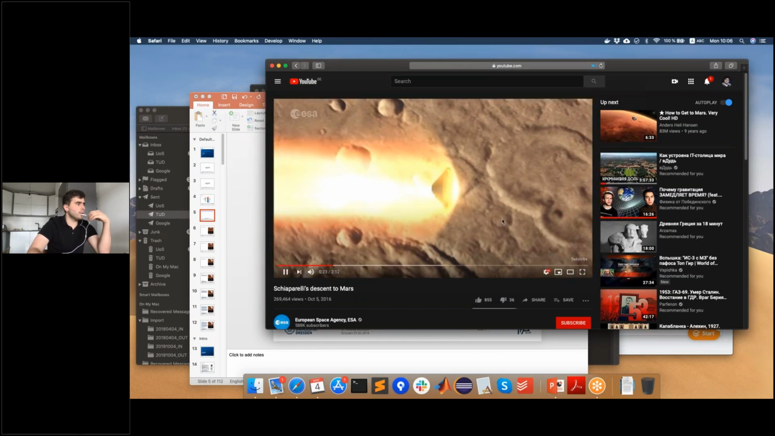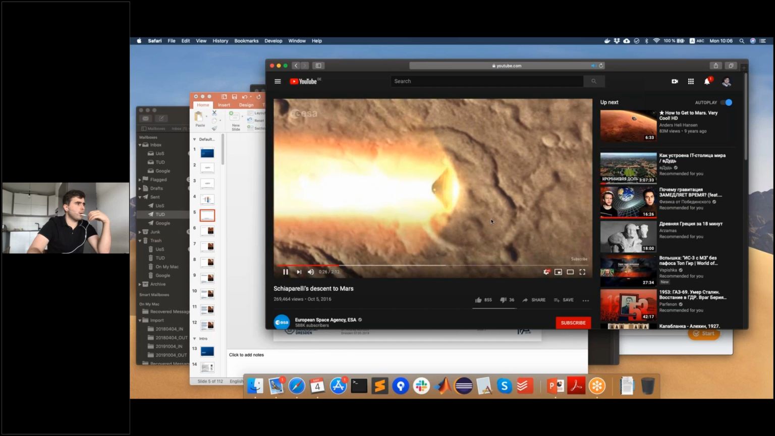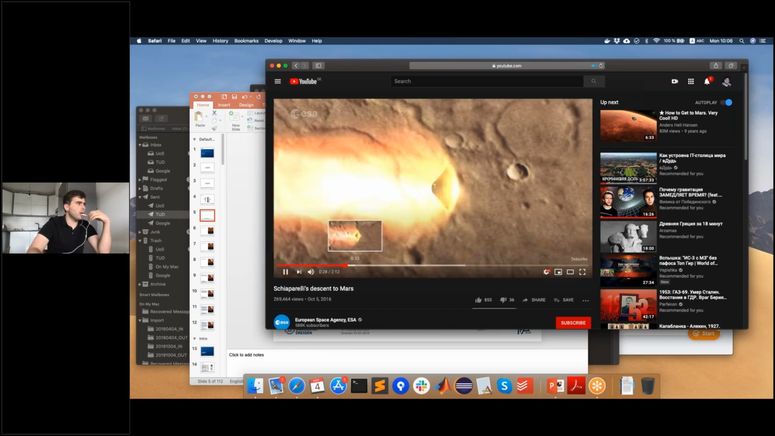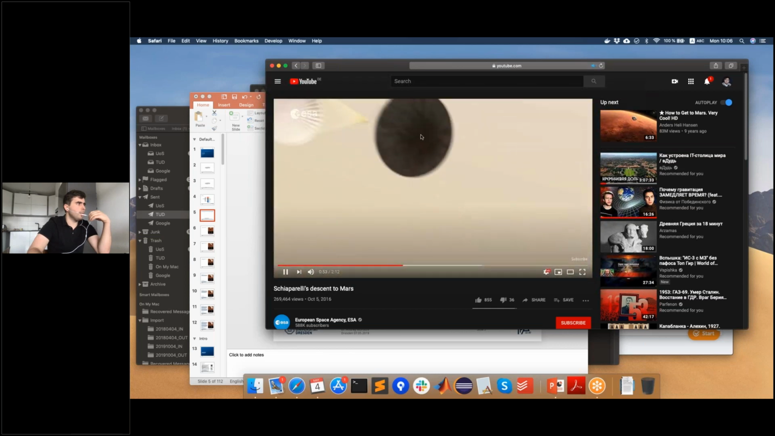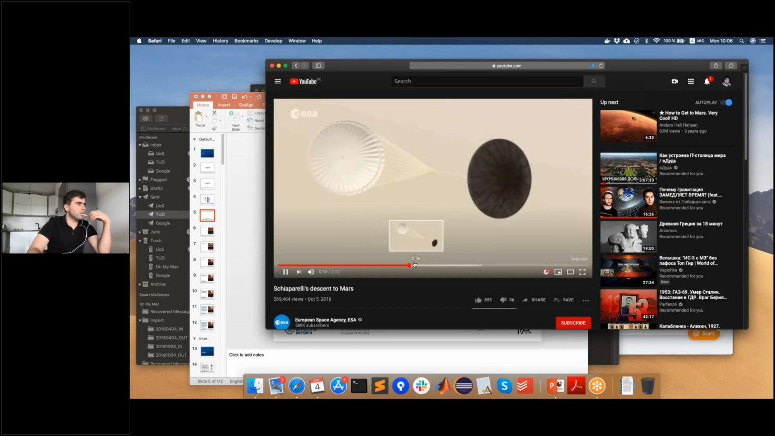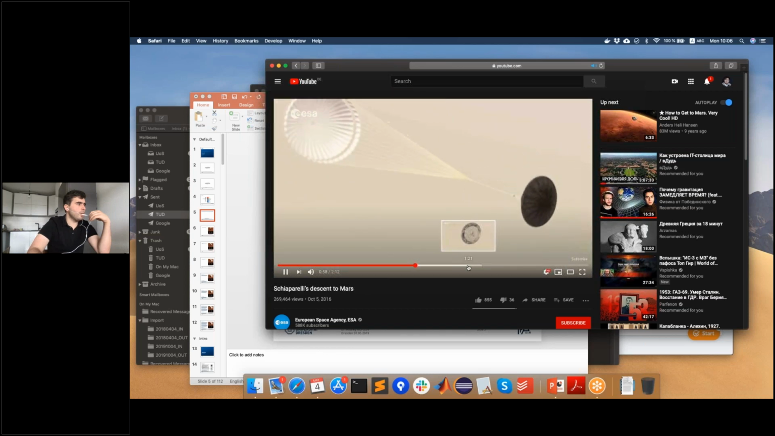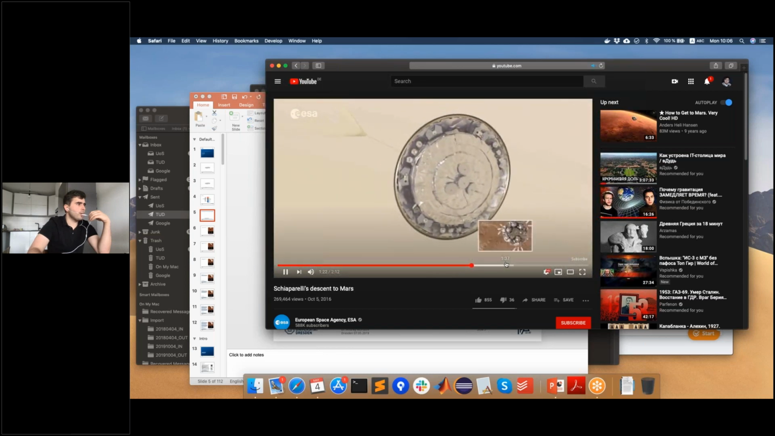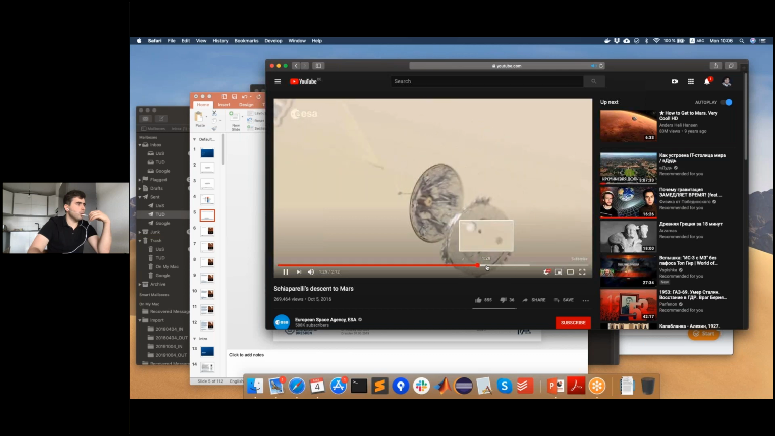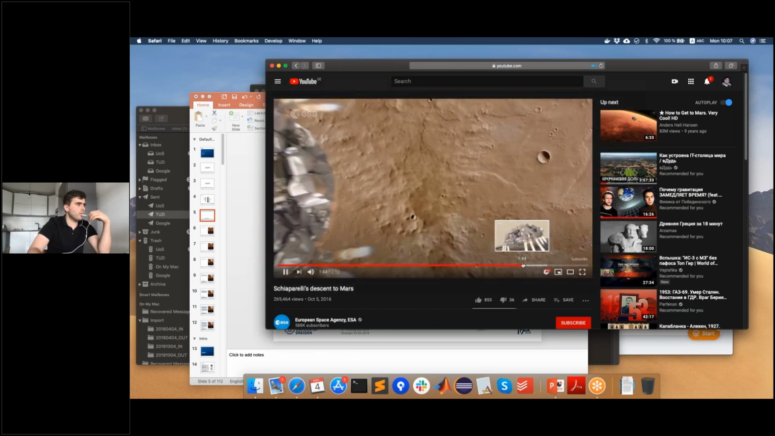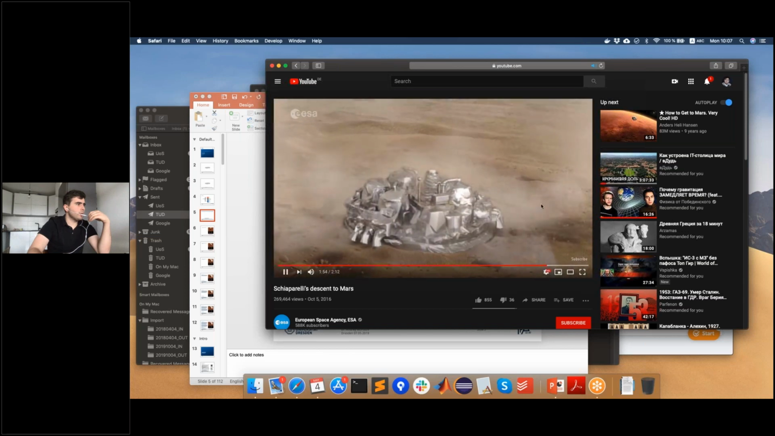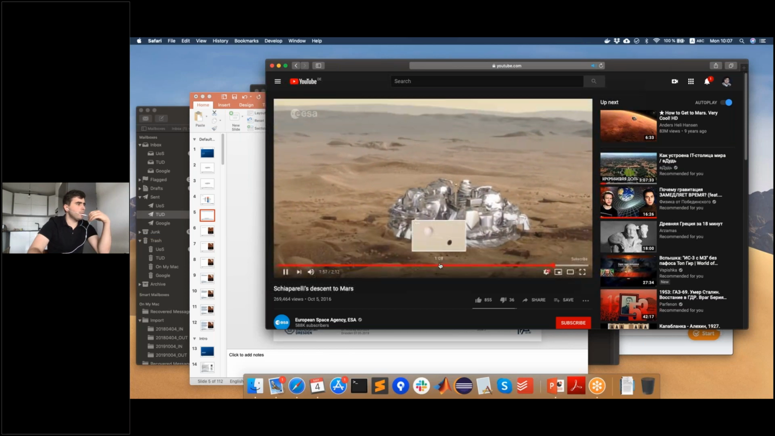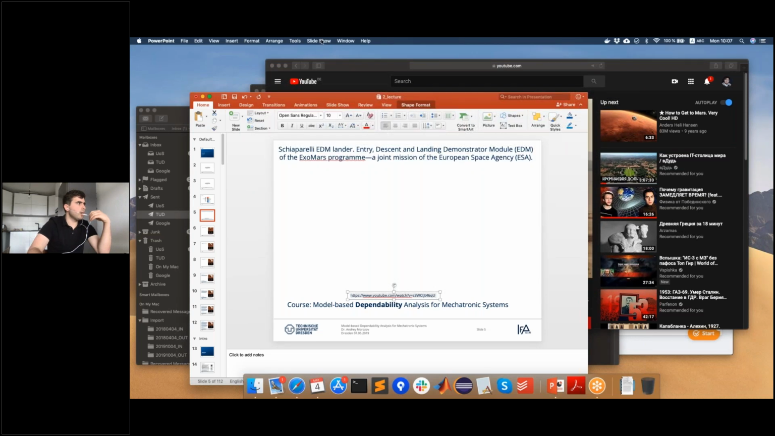The lander has been sent and should land on the surface of Mars. Now it shows how it enters the Martian atmosphere. The parachute should be deployed at some point, and then at some point the parachute should be kicked out, and the lander should land using these thrusters. This is how it should be done, and there is a beautiful video of the European Space Agency about that.